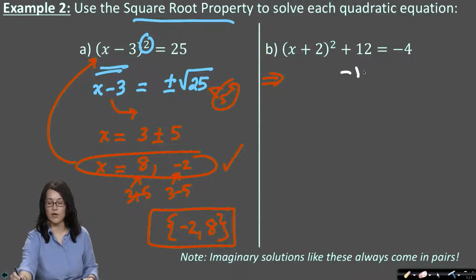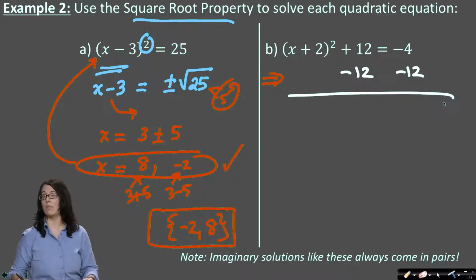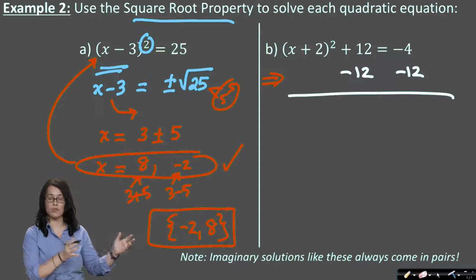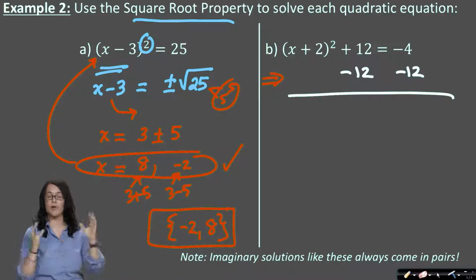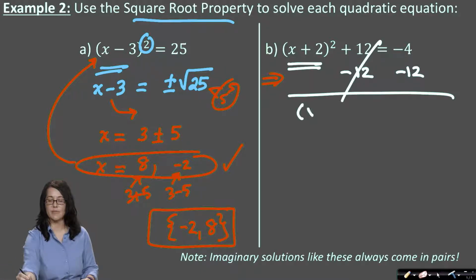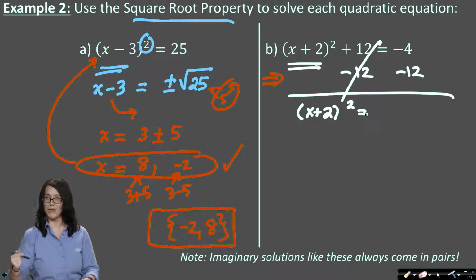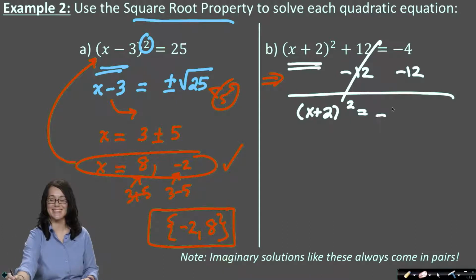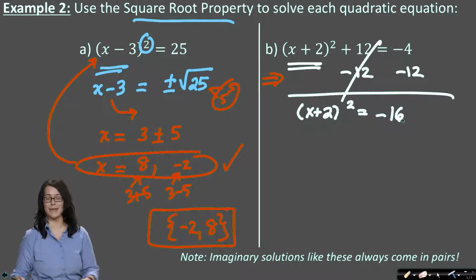Did you subtract 12 first? If you didn't, this would make the problem a lot harder, because if you try to take the square root of -4, you'd actually have the square root of (x plus 2) squared plus 12 all under a radical. That would be a nightmare to deal with. So we want to first isolate the part that's being squared. Now this would mean I'd have (x plus 2) to the second power on the left, and -4 minus 12 is really -16. You're welcome. I still gave you a nice number.